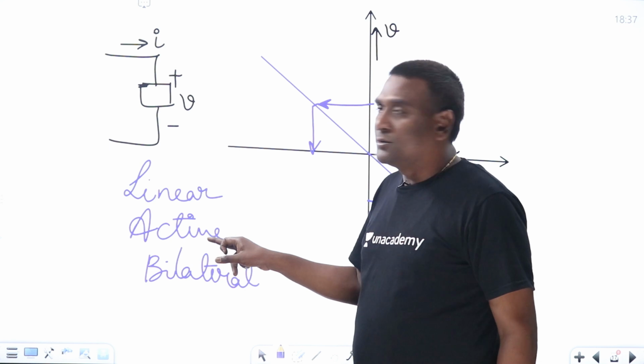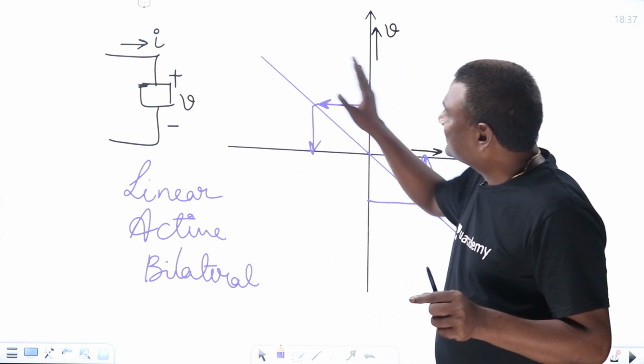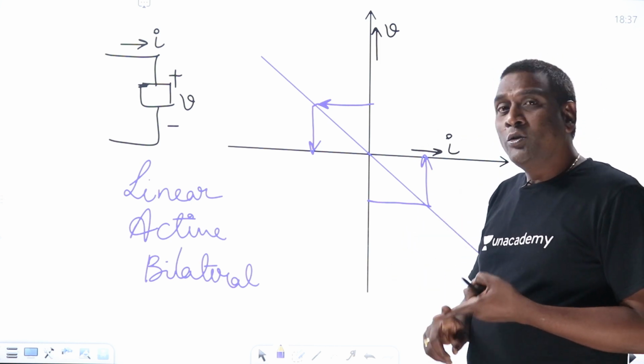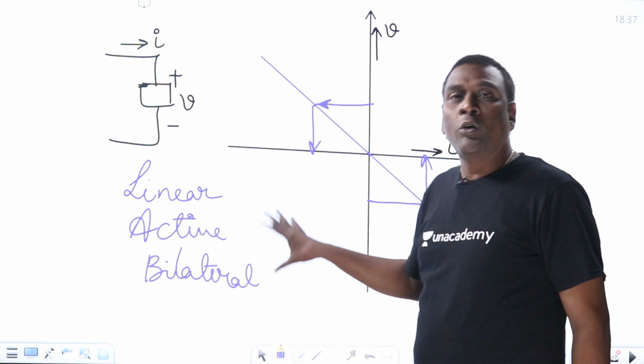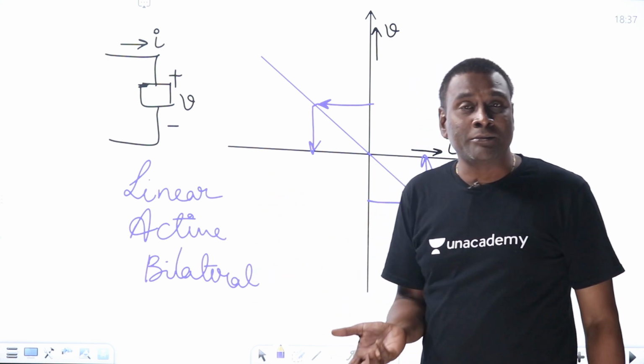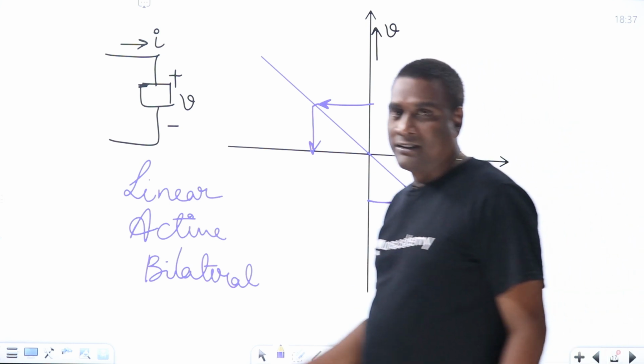And active: if the characteristic is touching points of either the second quadrant or fourth quadrant, automatically it will become active. Even though the characteristic is there in the first and third quadrants only, it may still become active, because we have to observe the slope of the characteristic.